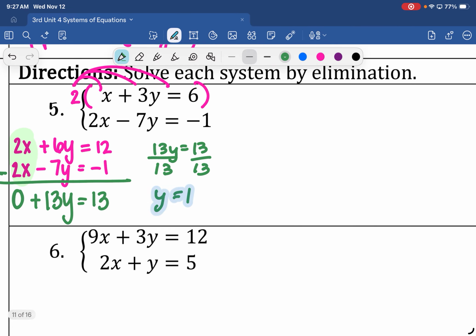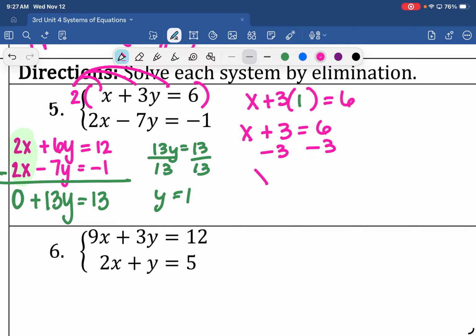I would probably just use the first one. So we can have x plus 3 times, what is y? Equals 6. What is 3 times 1? How do I solve that? So x equals 3. So our solution is the point 3, 1.